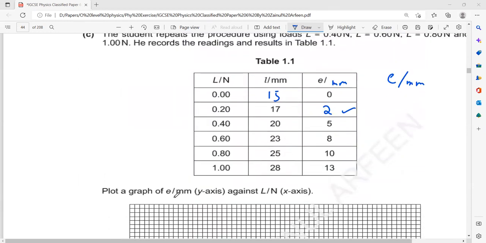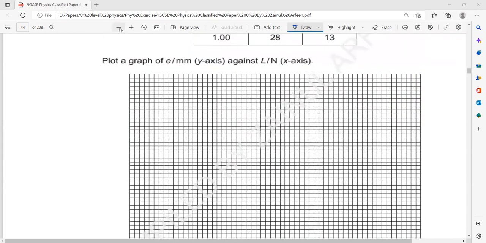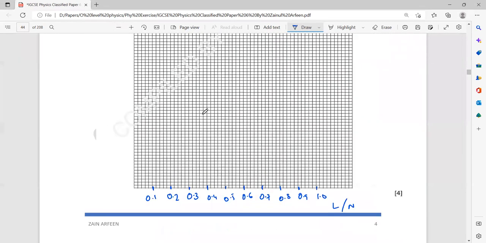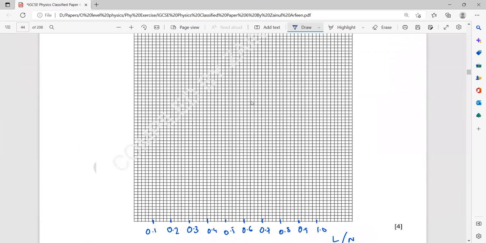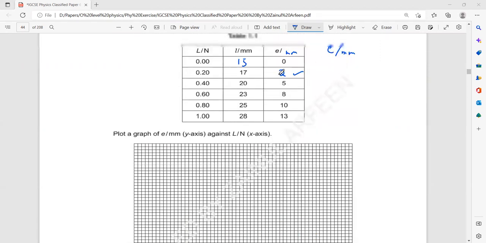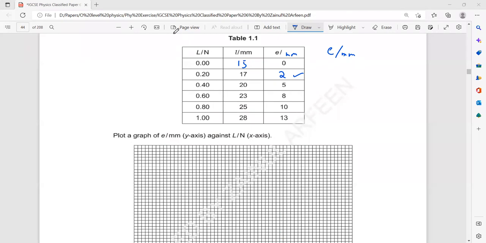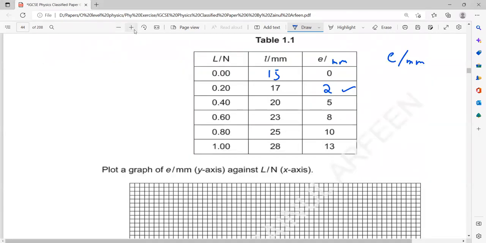I have to make extension. The minimum value is 0 and the maximum is 13. So I have to extend my scale. Minimum I need 0 on my scale. The reason for making a line is just to identify the axis. That horizontal line is the x-axis and the vertical line is the y-axis. So I want from 0 to 13. So you have to select a scale.